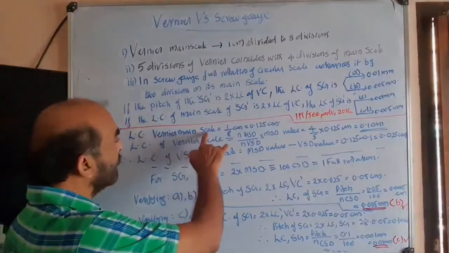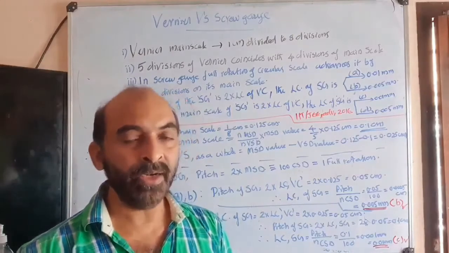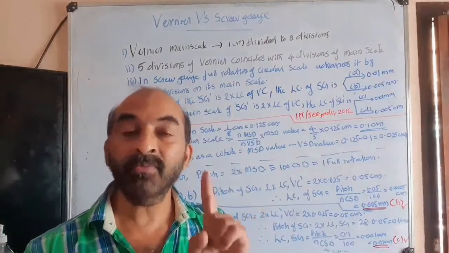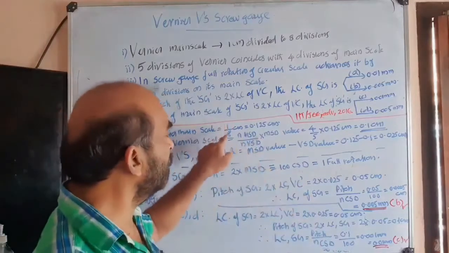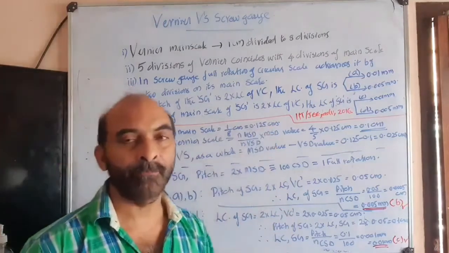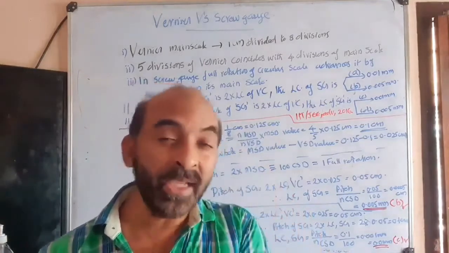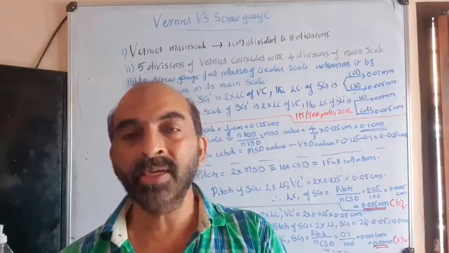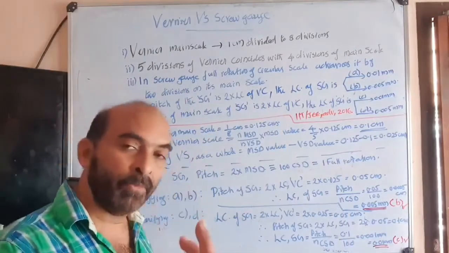First, the least count of the vernier main scale, not of the vernier calipers, the vernier main scale. It has been given that 1 centimeter is divided into 8 equal parts. So 1 by 8 centimeter is equal to 0.125 centimeter. Now we have to find the least count of the vernier scale. It is not directly given, but it is mentioned that 5 vernier scale divisions equal 4 main scale divisions.